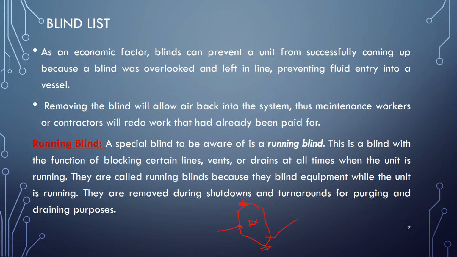So normally, all the blinds, while they are going for maintenance, they are going to put the unit closed. Unit in the sense the blinds. But in case of a running blind, the unit is on, and that time we are putting it off. That's why we are calling it a running blind. Okay.